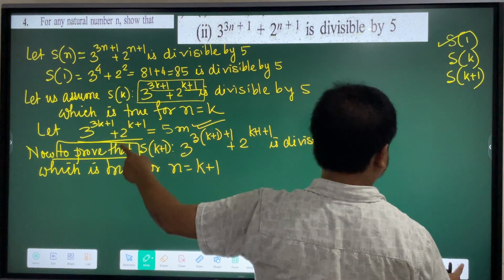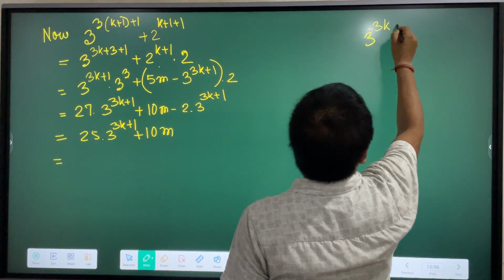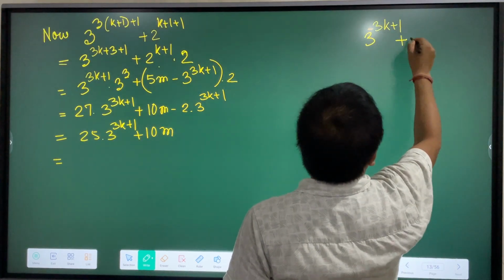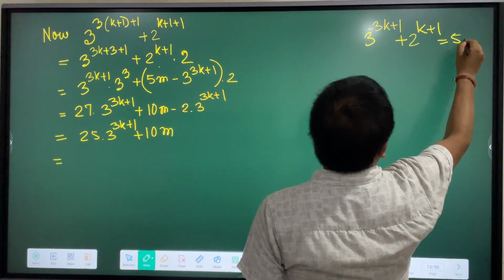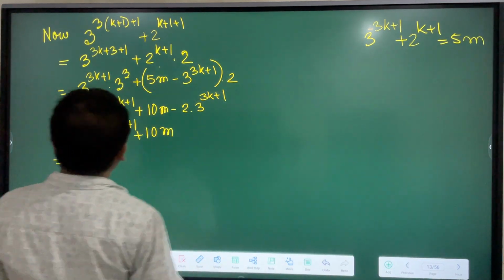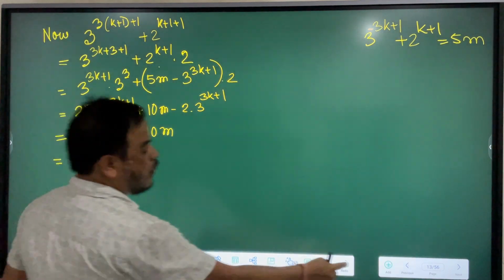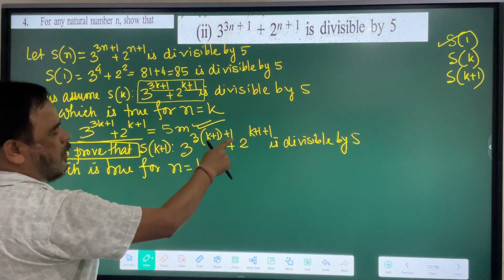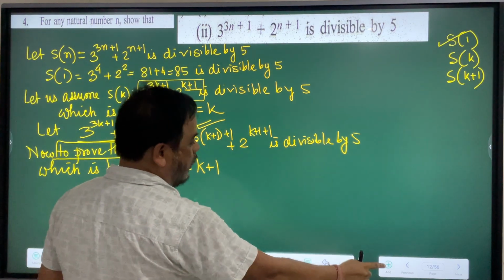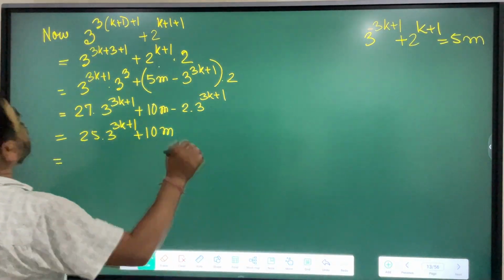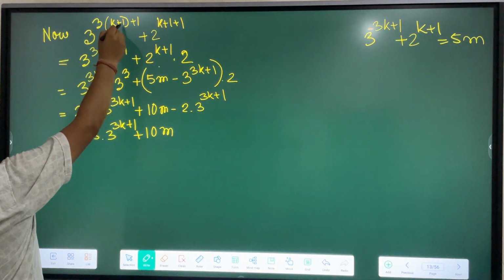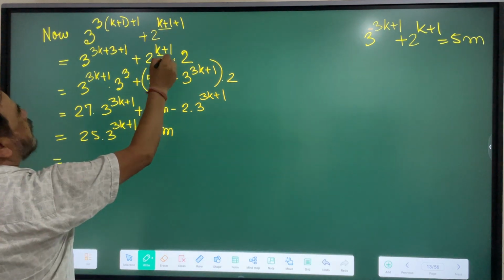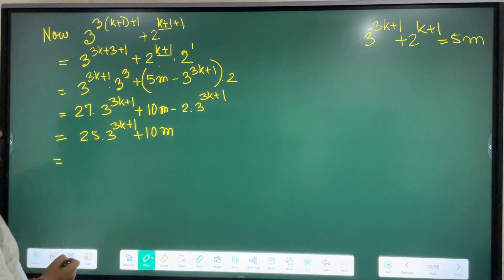3 to the power 3k plus 1 plus 2 to the power k plus 1 equals 5m. Now we have to prove that 3 to the power 3 into k plus 1 plus 1 plus 2 to the power k plus 1 plus 1 is divisible by 5. This is what I have just written here. So 3 to the power 3k, 3 into 1, 3 plus 1 separately. Then 2 to the power k plus 1 separately and 2 to the power 1 again separately.